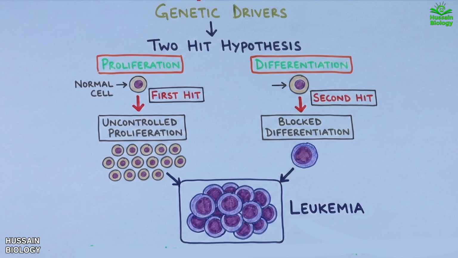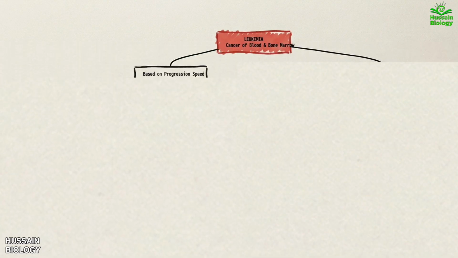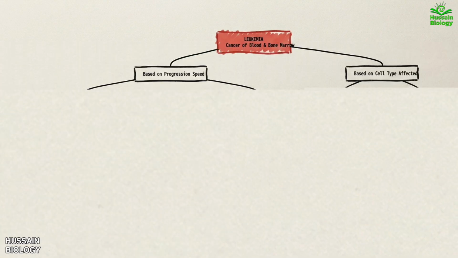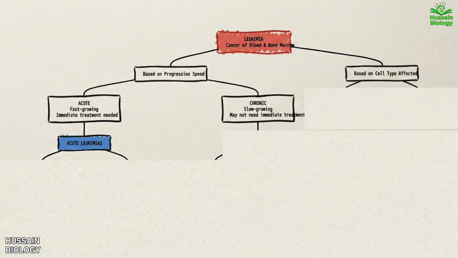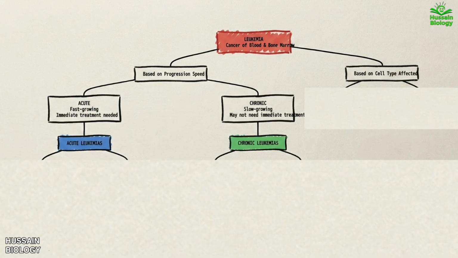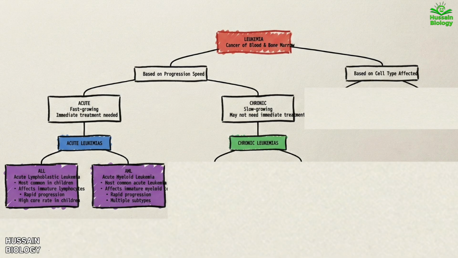Now let's see the basic classification of leukemia. It's based on progression of speed and based on the cell type affected. So we have two classes here. First, let's get to the progression speed. Based on the progression speed, it's divided into acute and chronic, and acute is further divided into ALL and AML.